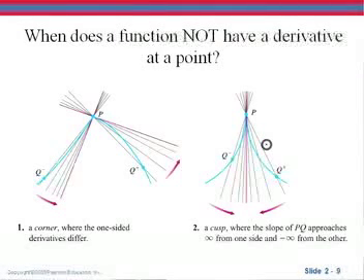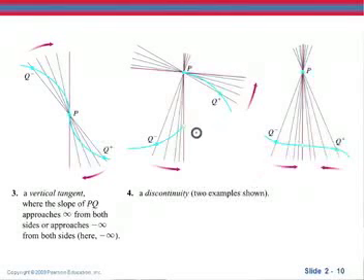Now here are some examples of when a function does not have a derivative at a point. Again, number 1 is where we have a corner, and you can see how this comes up into a point. The one-sided derivatives will be different. Where there is a cusp, the slope of PQ approaches infinity from one side and negative infinity from the other. And so these are getting steeper and steeper. Where we have a vertical tangent, and you see here this pink line is a vertical tangent. So at P, there is no derivative. And anywhere where it's discontinuous, there will not be a derivative there.